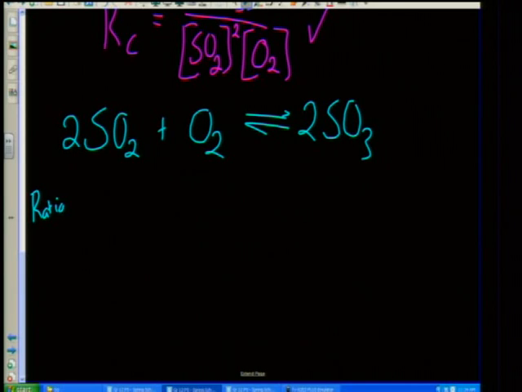And we're going to write down the ratio. I'm going to use a different color. I'm going to say 2 is to 1 is to 2. Now, guys, this is where you really need to pay attention. It's on the ratio. The ratio is all important.